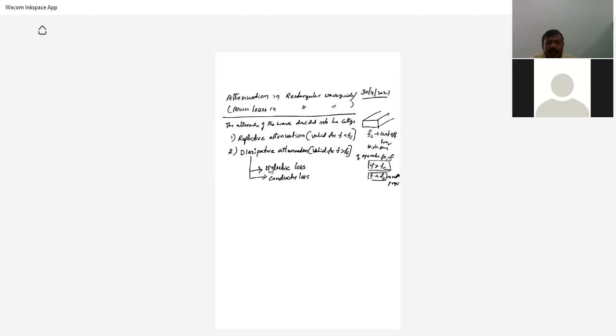And the second one is the dissipative attenuation. Here the frequency is more than fc, so the wave is entering into the waveguide. Due to that, we have some losses, and here the losses depend upon the material.